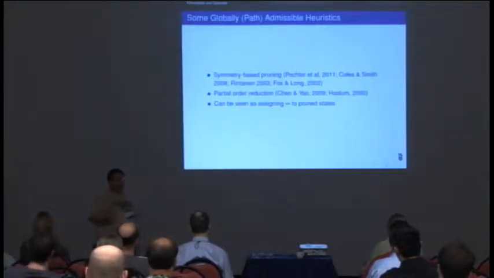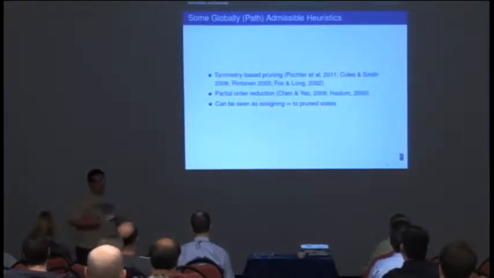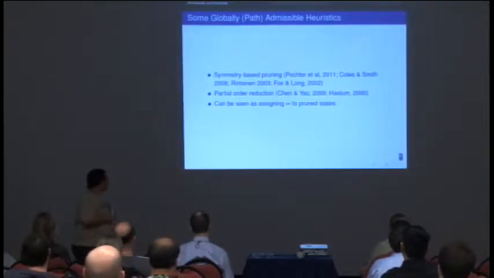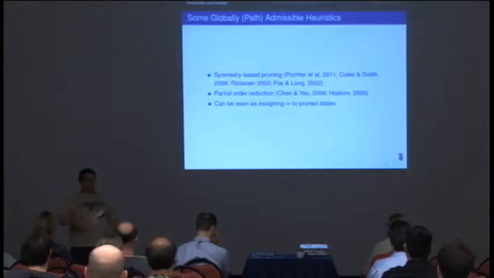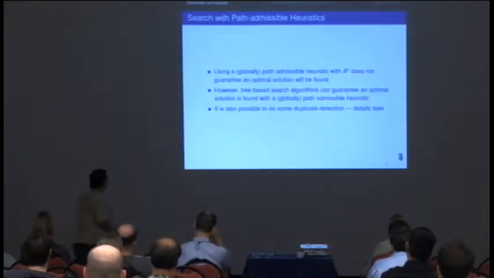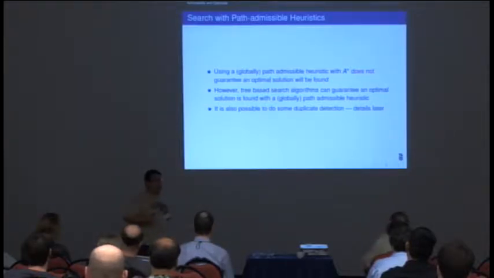So there are some examples of globally admissible and globally path admissible heuristics. They haven't been viewed as heuristics, but we can view them as heuristics. Basically pruning methods and partial order reduction methods can be seen as a heuristic that assigns infinity to the states they prune. And they're going to be globally admissible or globally path admissible depending on what information you need. But what I'm going to show you here is actually something that does more than pruning. So we'll see that soon.